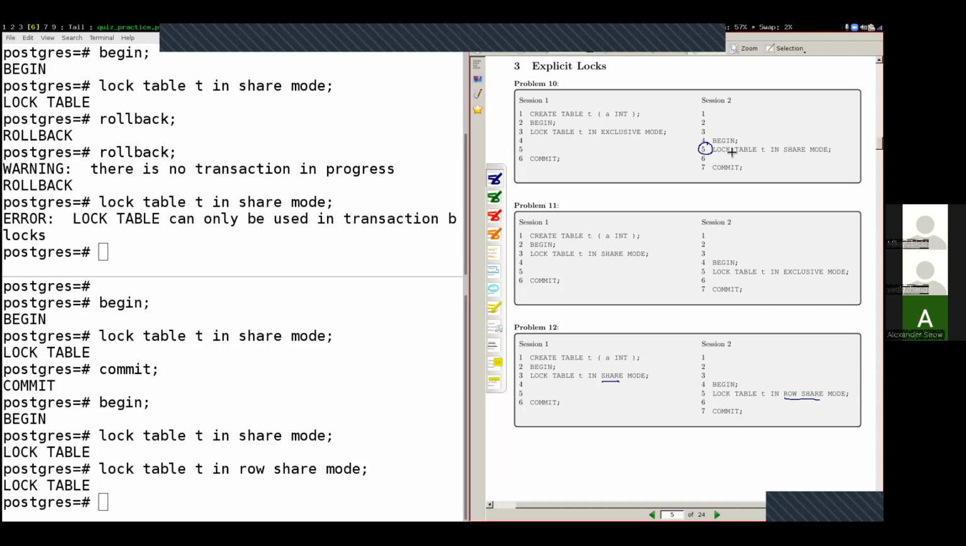And so in order to understand those implicit locks, we're going over the explicit locks now.